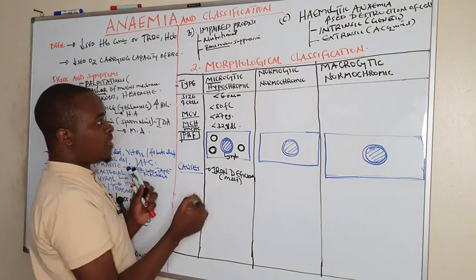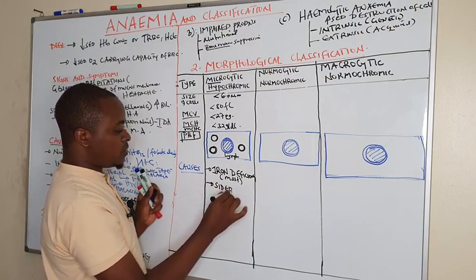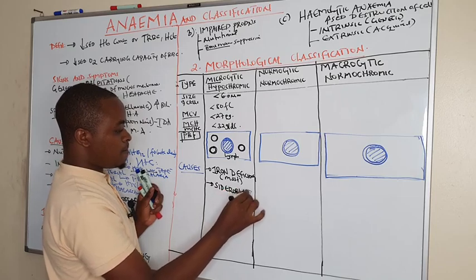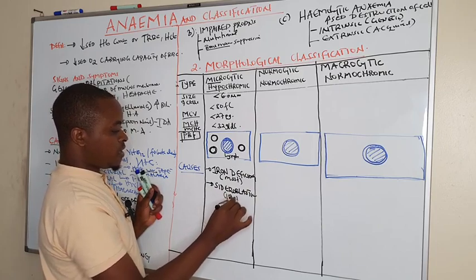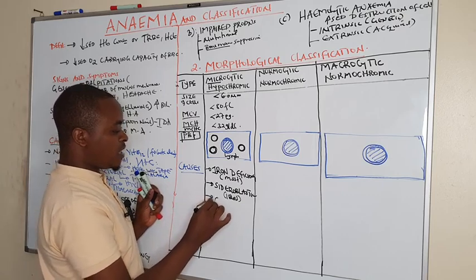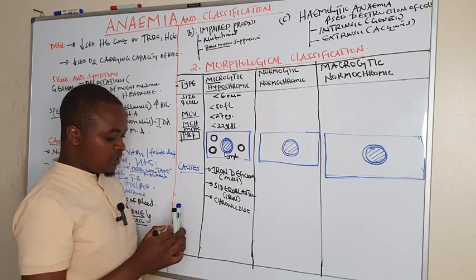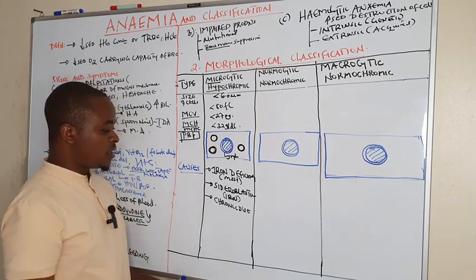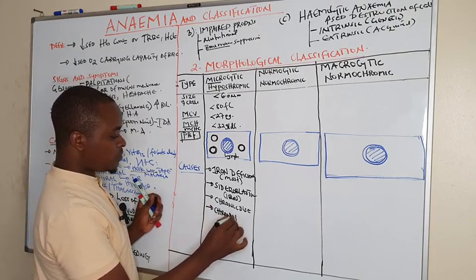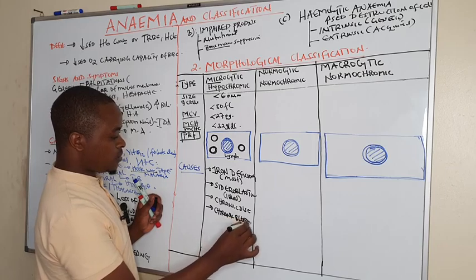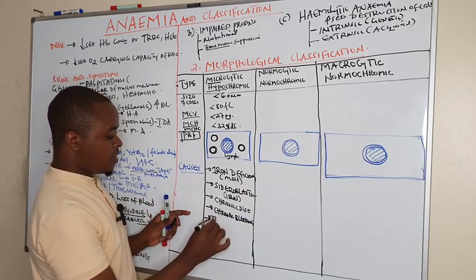Then other anemias under microcytic hypochromic, we can see anemias like sideroblastic anemia. This is due to iron overload. We can also see anemias of chronic diseases, which can also lead to microcytic hypochromic. We can also see anemias of chronic bleeding, which can lead to this type of anemia. Then lastly, thalassemias.